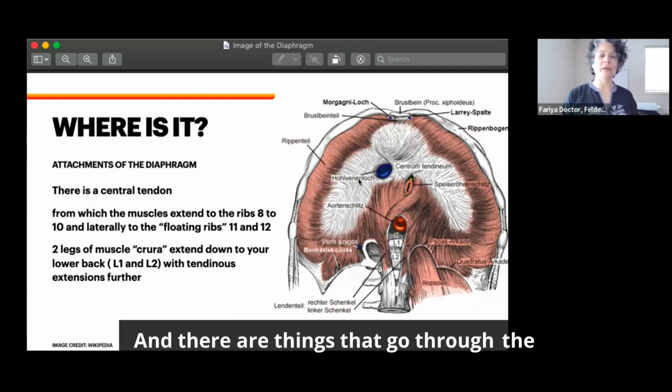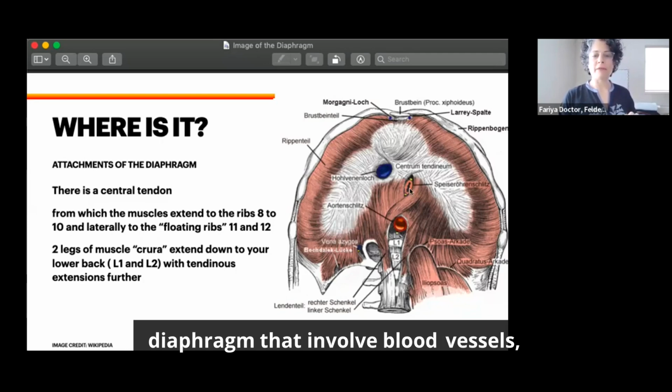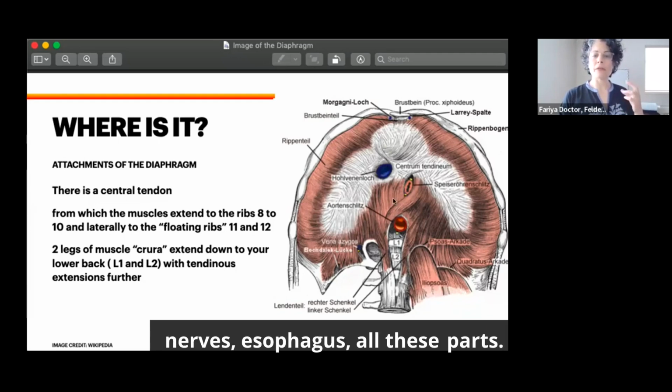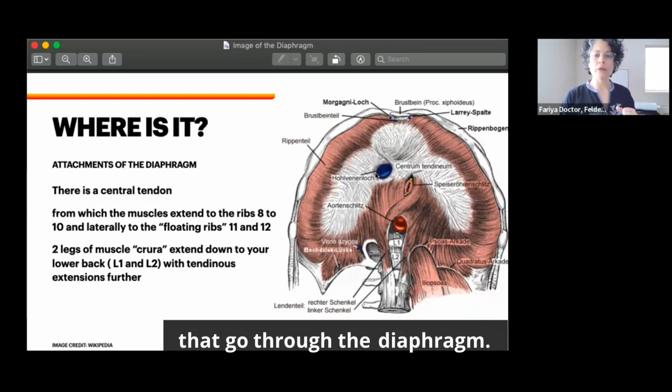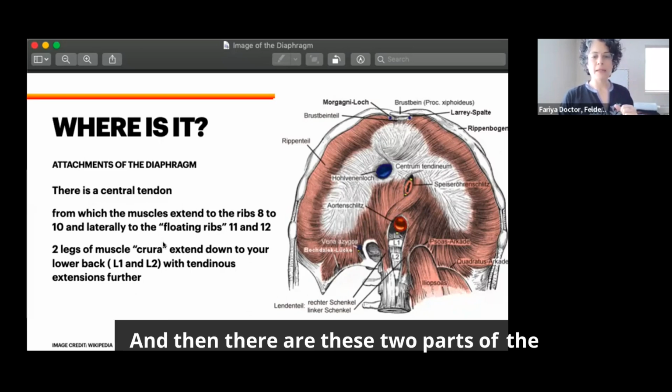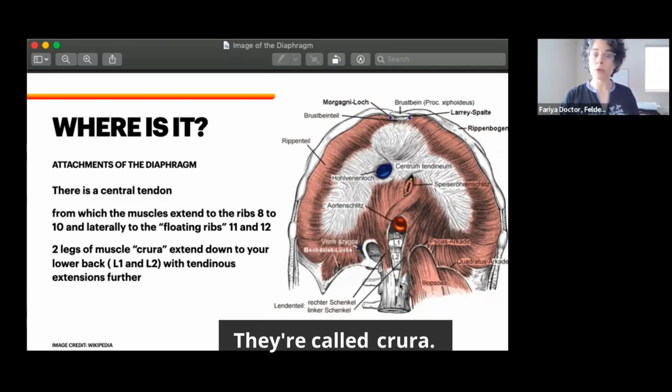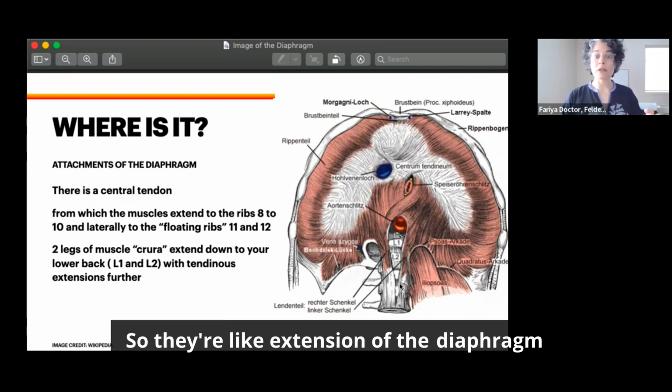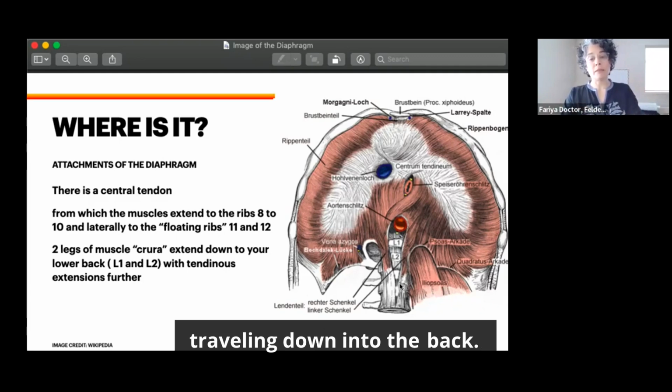Looking at it from underneath, there are things that go through the diaphragm, like blood vessels, nerves, and the esophagus. There are all these parts that go through the diaphragm. And then there are these two parts of the muscular tissue that travel down into the lower back. They're called crura. Crura means legs. So they're kind of like an extension of the diaphragm traveling down into the back.